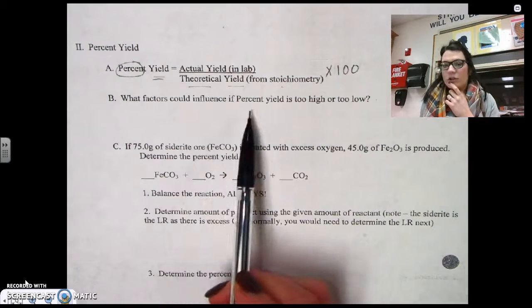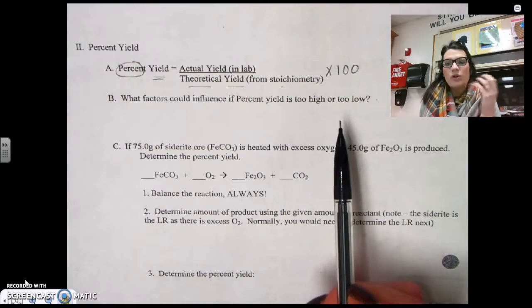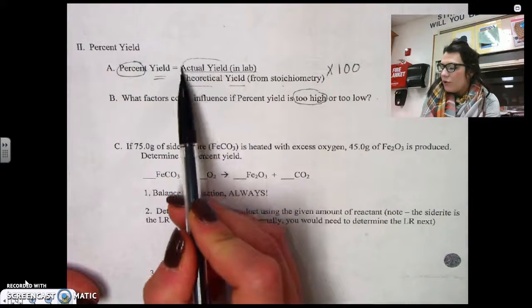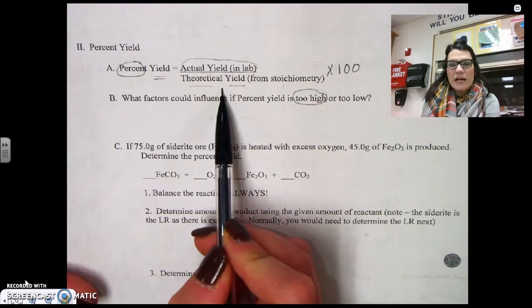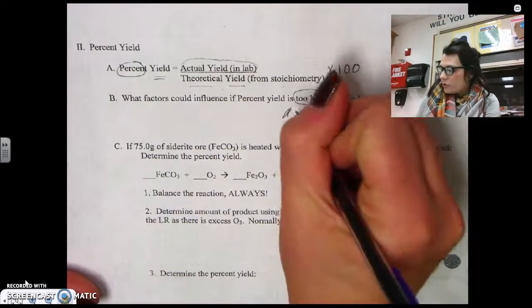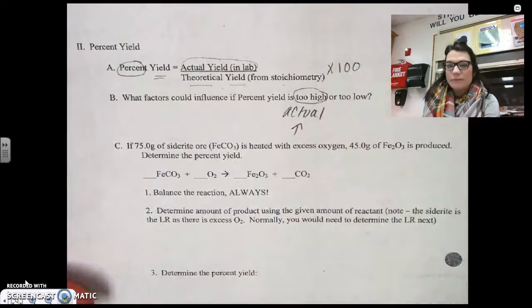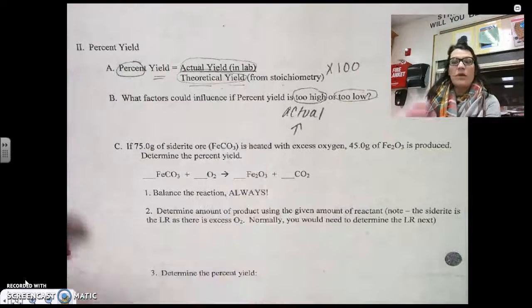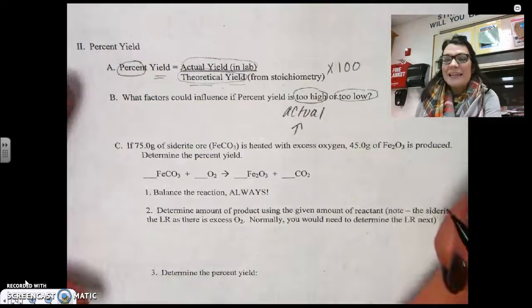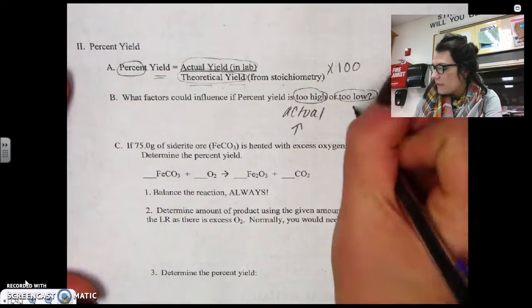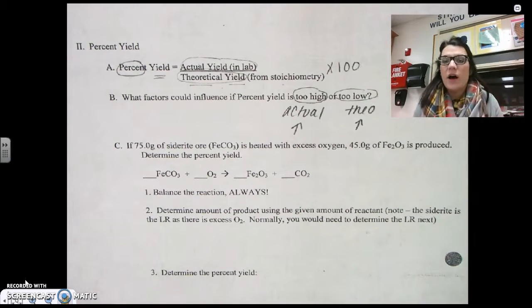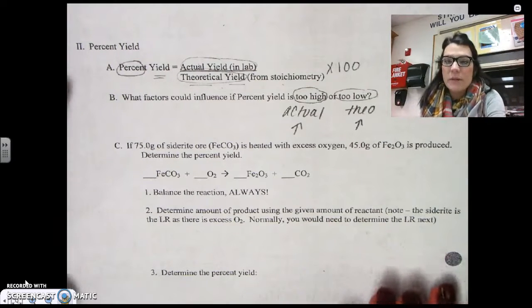So let's think about this for a second. What factors could influence a percent yield to be too high or too low? If it's too high, that means my numerator is going to be larger than my denominator, so my actual would be too high. If it's too low, that means my theoretical will be more than my actual, which means I'm not yielding as much as I should be. And we'll look at this when we start to get percent yields that are greater than and less than 100, and we can talk about why those things might have happened.